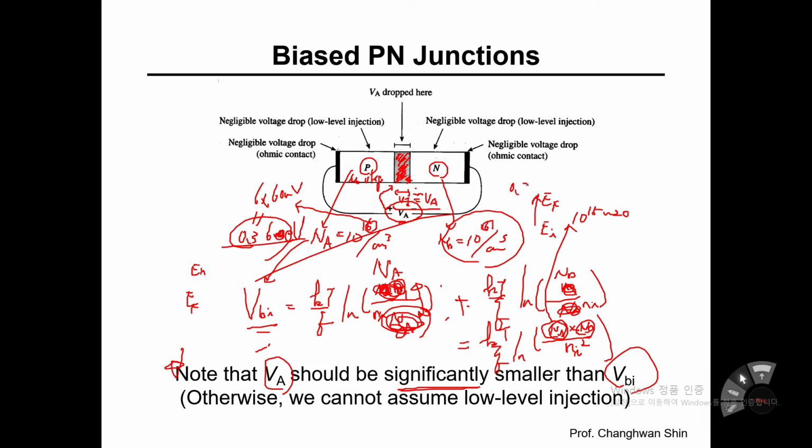0.36 electron volt. So if I consider both of them and sum them up, then the built-in potential is equal to 0.72 volt.